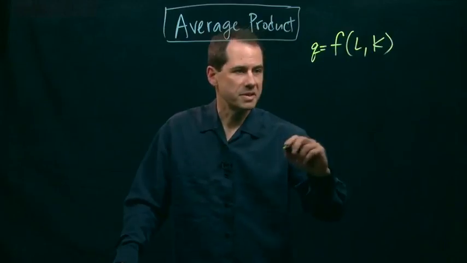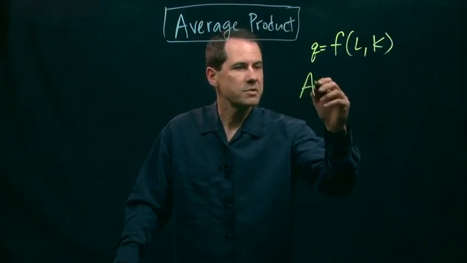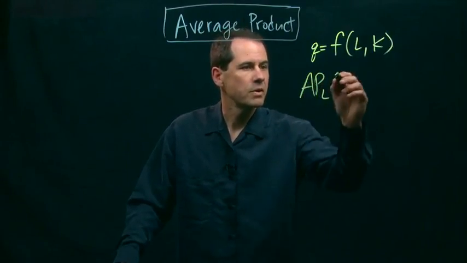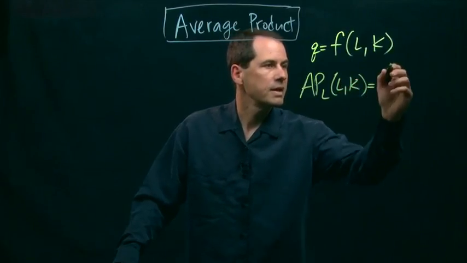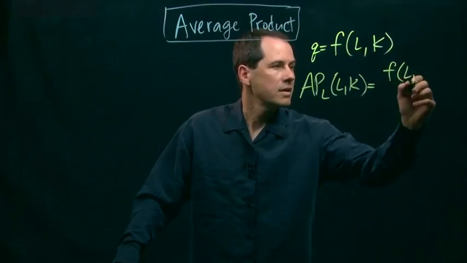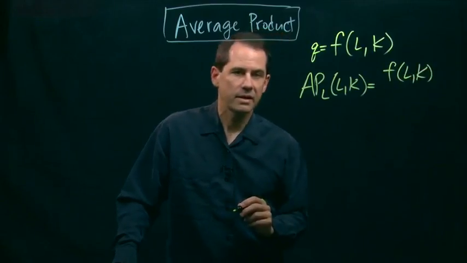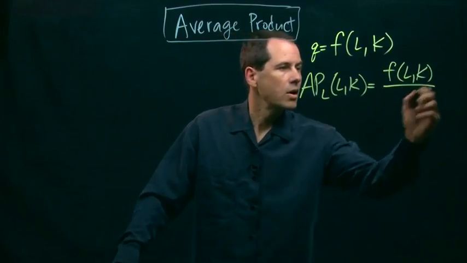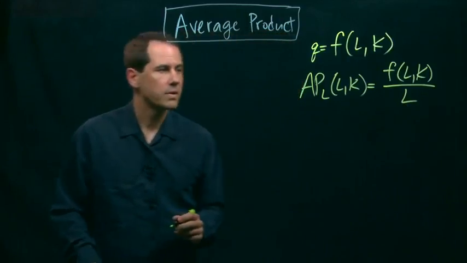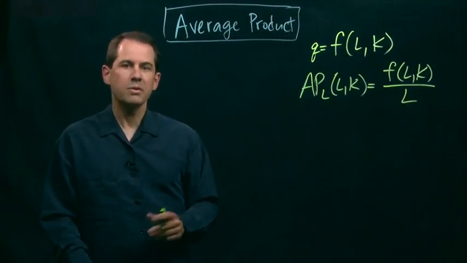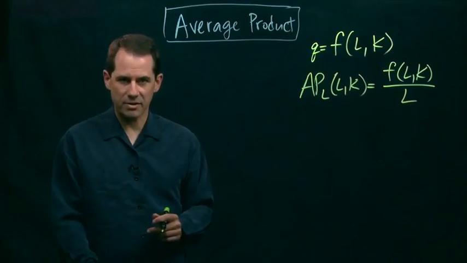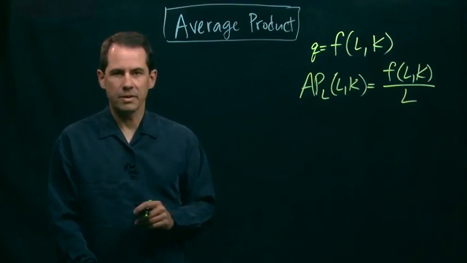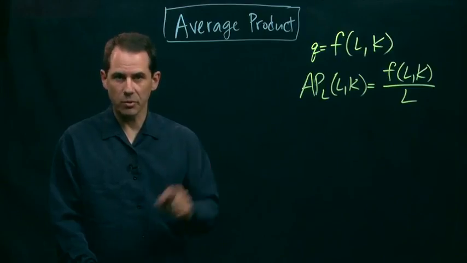So let's take labor as an example. The average product of labor, which itself will be a function of labor and capital, equals total output of that labor and capital over labor. So just as an example, suppose that there are 10 units of labor. So there are 10 people working in the factory. And suppose that output is 100. So Q is equal to 100.